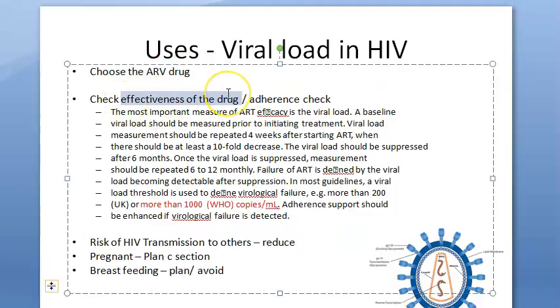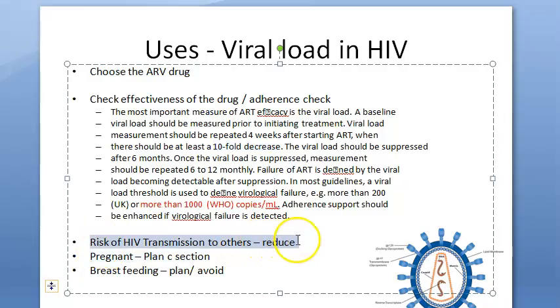Then once you start the drug, after 1 month, you will check the viral load again. There should be a 10 times decrease. If there is no decrease, then the drug is not effective or the patient did not adhere. And it should not be more than 1000 copies per ml. That's what they said, right? Anything greater than 1000, they're considering as a high viral load, or not a suppressed one. Greater than 1 lakh, they're saying it is a high viral load actually.